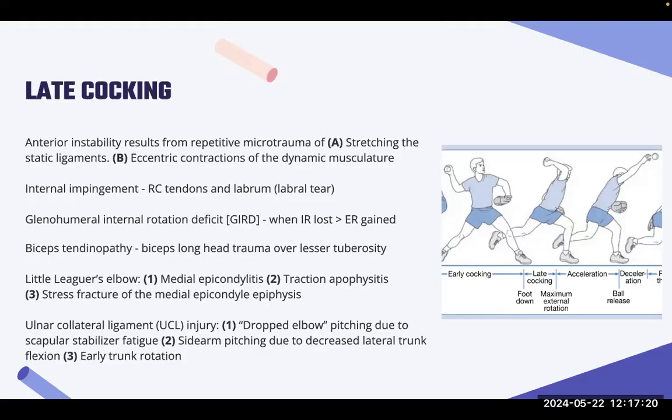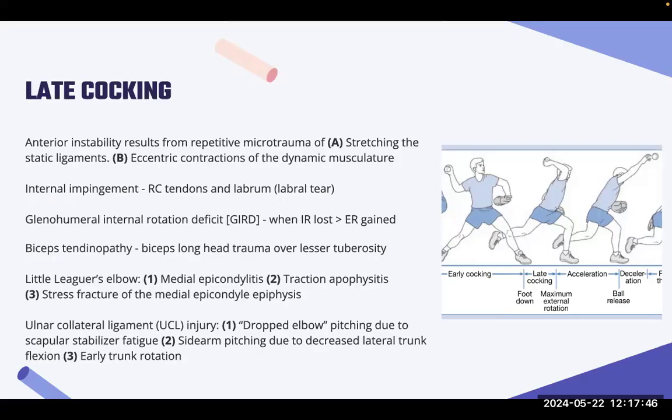Biceps tendinopathy is also going to be big here just because of the long head over the lesser tuberosity. And as we know, the biceps connects to that superior labrum, and we can see labral tears because of that as well. In younger kids, we see little leaguer's elbow, and really that's an umbrella diagnosis for traction apophysitis. It could be a stress fracture of that medial epicondyle. And then in older people, we can see medial epicondylitis.